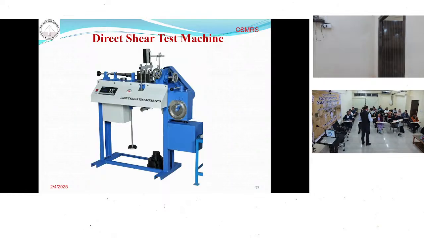The shear box has two parts, the upper shear box and the lower shear box. You fill the sample and you apply the horizontal load and you apply the normal load. You determine how much the sample is shearing. So this is simply the direct shear test.